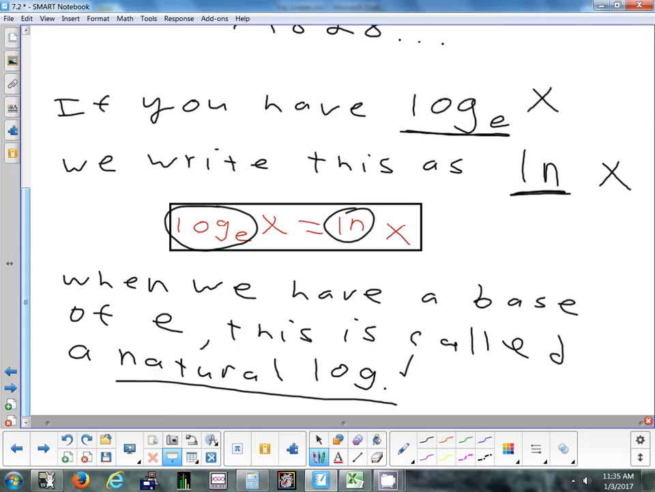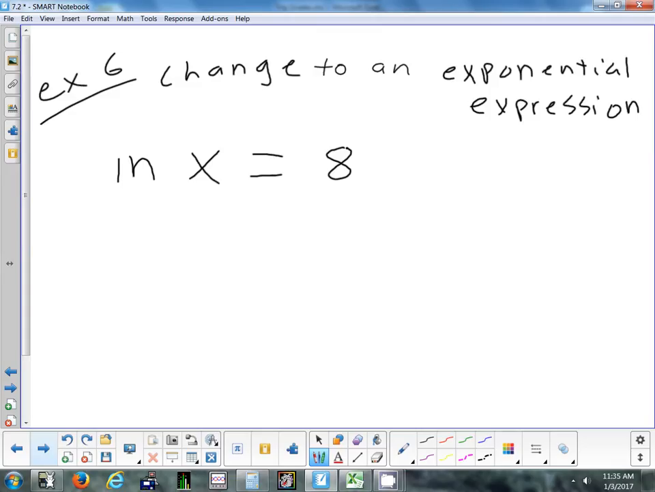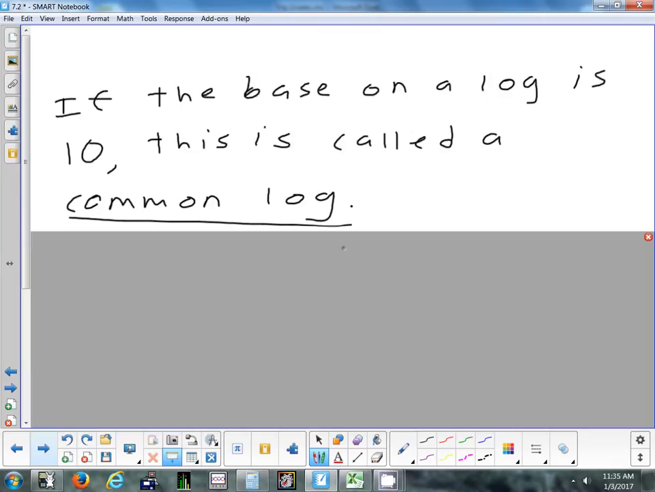All right, so there's one other special logarithm we can type in, and that's called the common log. Common log and natural log are the only two logarithms you can type in on a calculator directly with one button. So common log has a base of 10. Natural log has a base of e.